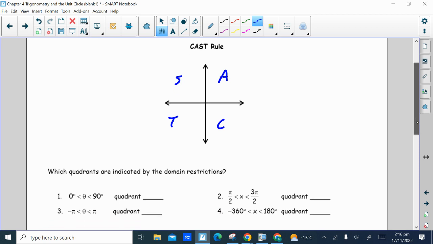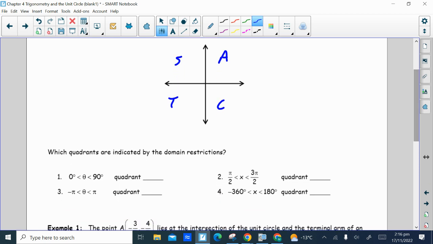It says which quadrants are indicated by the domain restrictions. The first one is between 0 and 90 degrees. So not only can we name the quadrants using our CAST rule, but we can also name them numerically, again starting in that first quadrant and working our way counterclockwise. That's how the quadrants are numbered. So the quadrant between 0 and 90 degrees is quadrant 1.